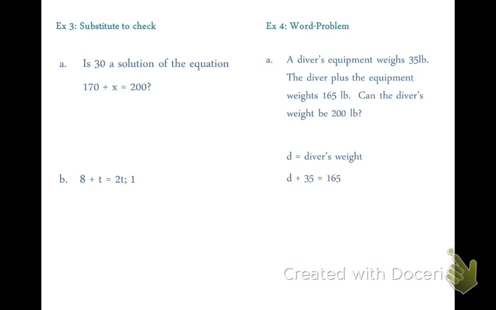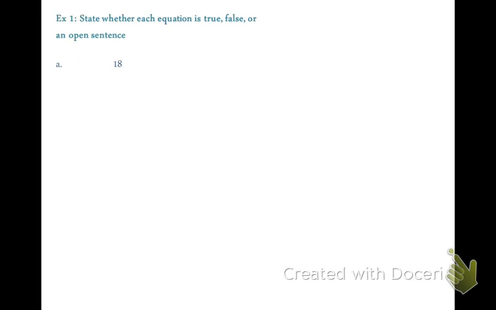So, we're going to go to example 1. Here it is. All right. So, it says example 1, state whether the equation is true or false or an open sentence. Remember, an open sentence has a variable. So we're going to check and see if they're true or not. So 6 plus 12 is 18 equals 18. Well, since that's a yes, that's a true statement.